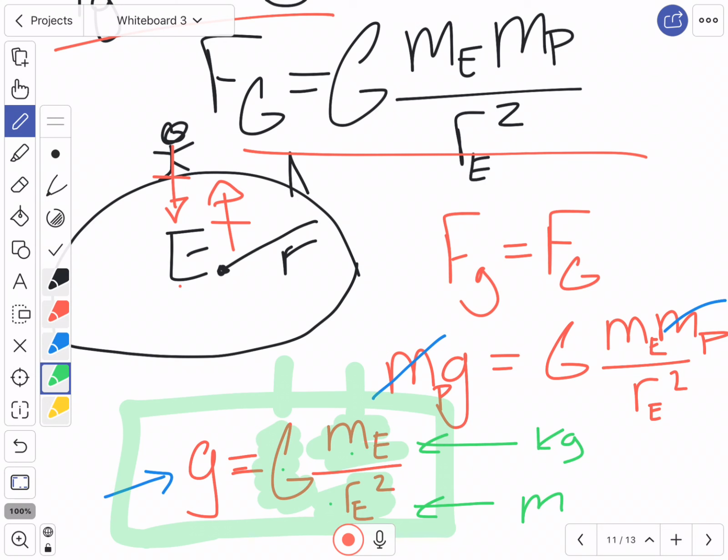Get out your calculator, guys. Google search mass of the Earth in kilograms. Google search radius of the Earth in meters. Capital G is 6.67 times 10 to the negative 11. Plug those three numbers into your calculator. Prove to yourself that capital G times the mass of the Earth divided by the radius of the Earth squared is 9.8. I'm going to do it myself. I don't know where my calculator is.